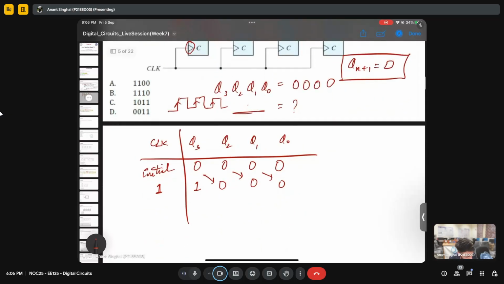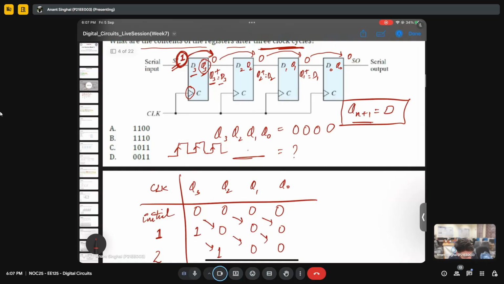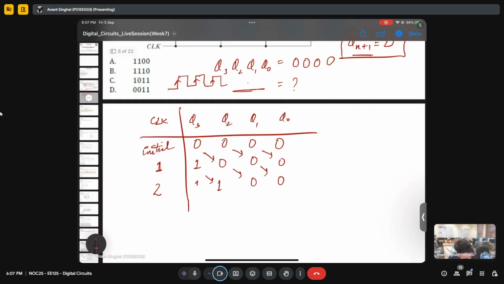Okay, I hope it is clear then. So once you apply the second clock cycle, what happens again? There will be a shifting like this, because for the D flip-flop, the next state is the previous input itself. And we have to remember that the first input is tied to 1, so the first state will always be 1.